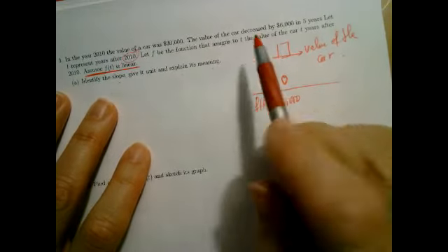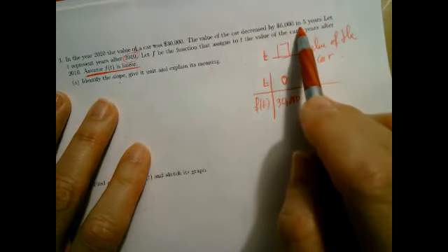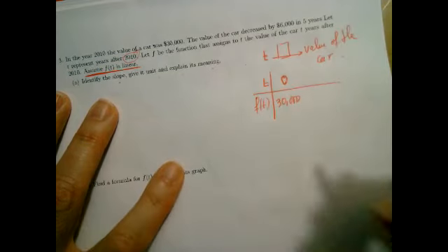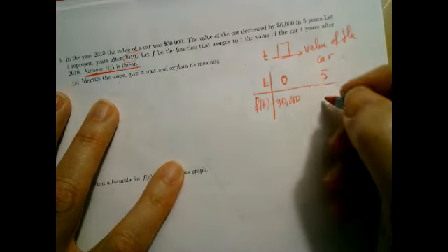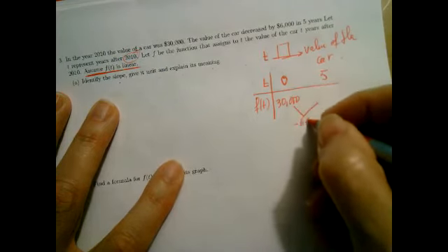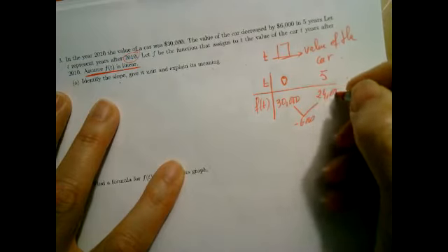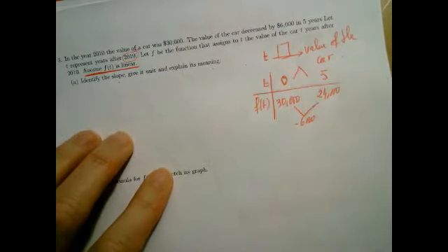Okay, and then what did I say? The value of the car decreased by 6,000 in 5 years. Crucial. It means for t equal to 5, it decreased. So it went down by 6,000. So that's going to give me 24,000. It went down by that over a 5-year period.